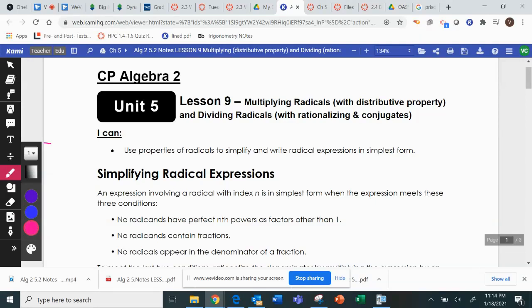Algebra 2. We've got lesson 9, multiplying radicals with the distributive property and dividing radicals with rationalizing. This is a big one today. This would be one that you're going to learn, or you're going to continually mess up questions over and over again. So let's learn it.